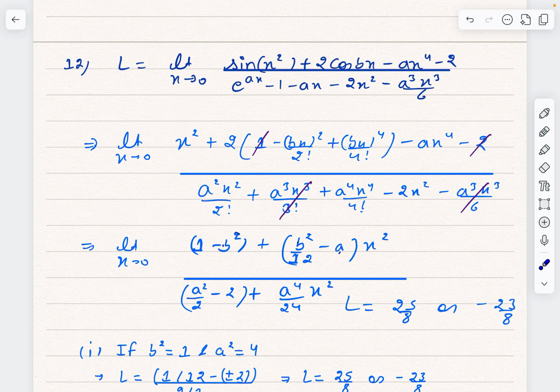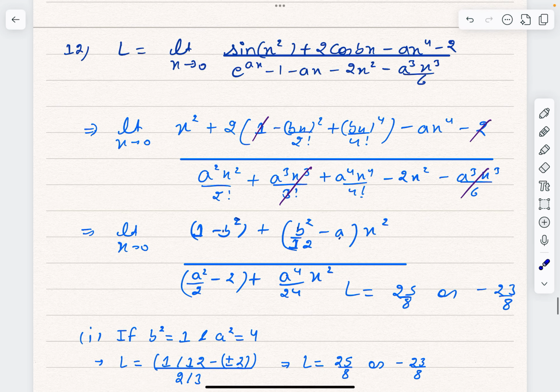Again, first we just expand. In the denominator, we have e^(ax). When you expand that, you get 1 plus ax plus a²x²/2 factorial plus a³x³/3 factorial and so on. The 1 and ax get cancelled out. You get a²x²/2 factorial, a³x³/3 factorial. This gets cancelled out with the last term, plus a⁴x⁴/4 factorial minus 2x². It's expanding up to power 4 only right now.